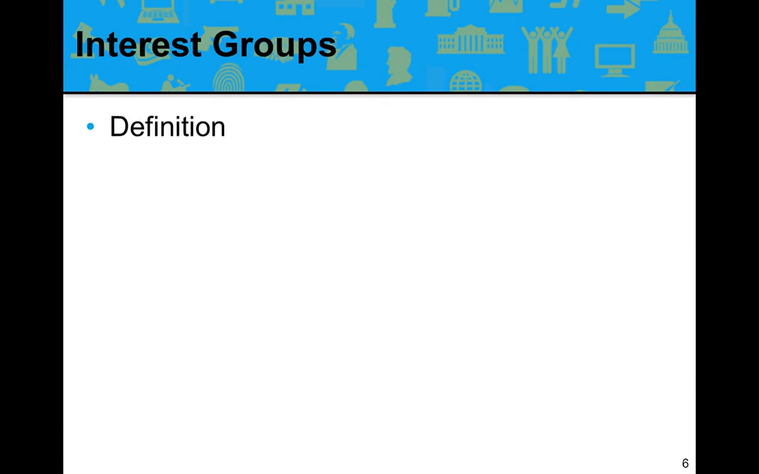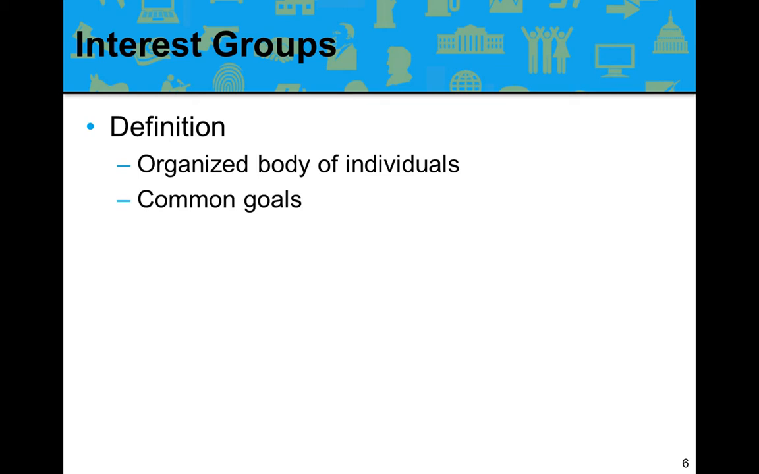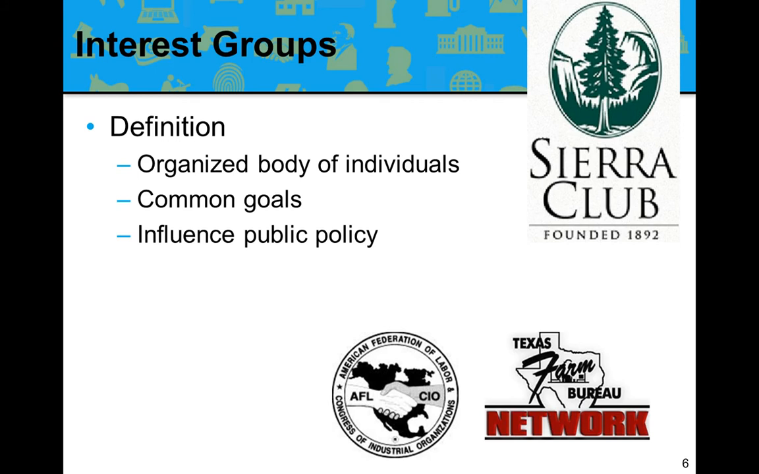All right. How might we define an interest group? Just like other definitions in political science, it's going to depend on who you ask. But let's define an interest group as an organized body of individuals who share some goals and who try to influence public policy. So it's an organized body of individuals. There's a common goal that these individuals have, and they want to influence public policy.